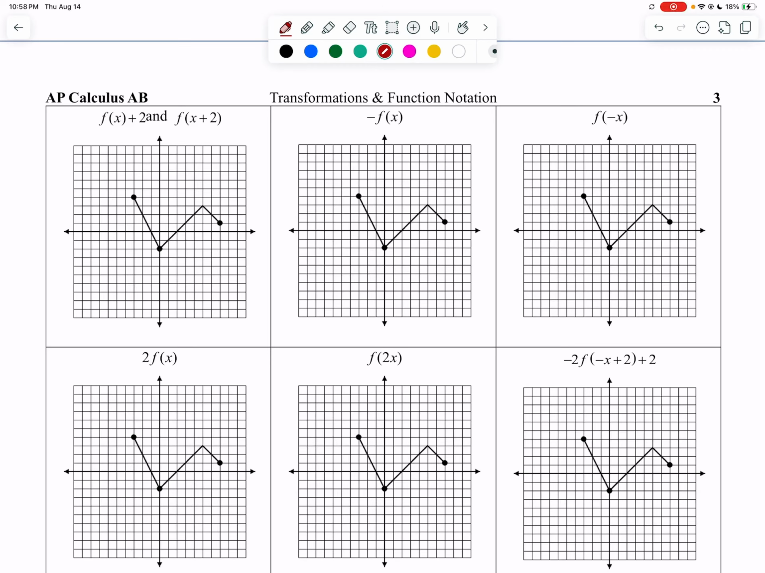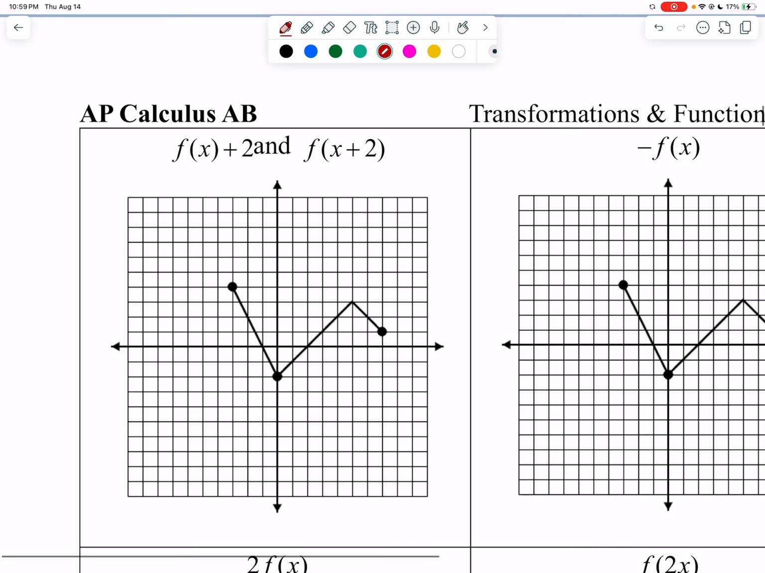Alrighty, in this video, we are going to be talking about function transformations. So we are probably going to be given some weird graph like this, and then we are going to have to use transformations. For the first graph, we have f of x plus 2 and then f of x plus 2. Notice how these are two completely different functions.